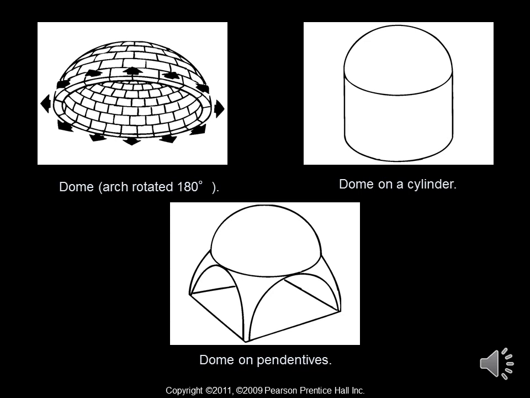Now we move on to the domes. A dome is an arch rotated 180 degrees. An example of that's in the upper left-hand corner. In the upper right-hand corner, you have an example of a dome on a cylinder. And on the bottom in the middle, you have a dome on pendentives. Pendentives are the triangular, curvy support structures that rest below the dome.